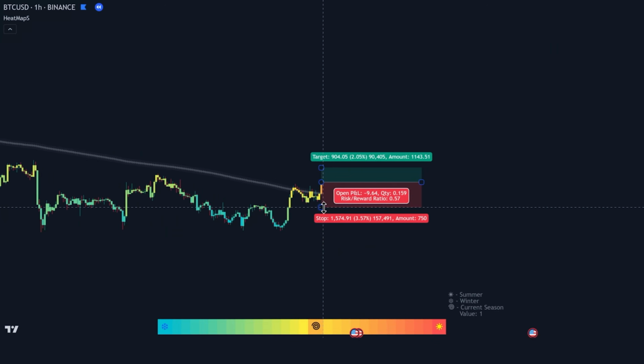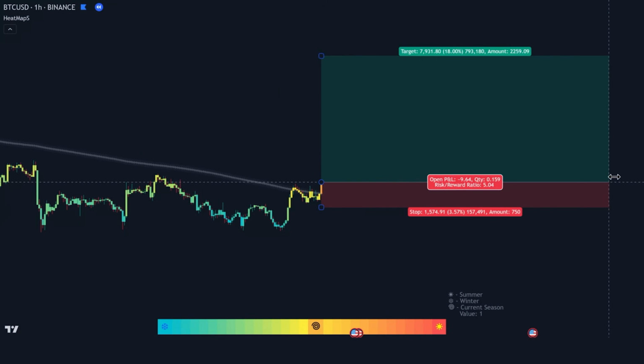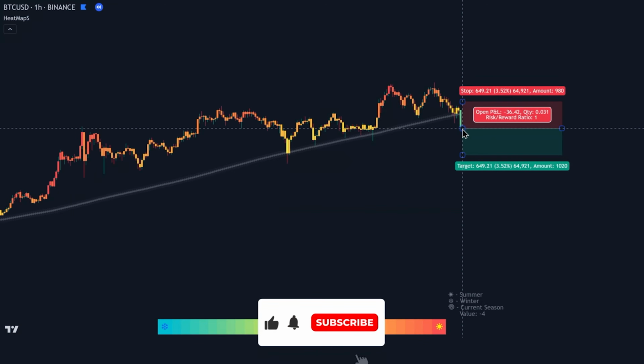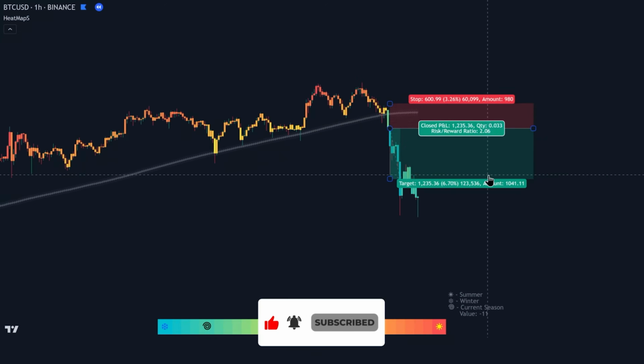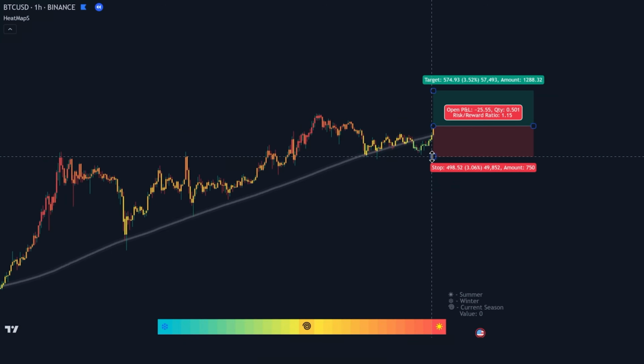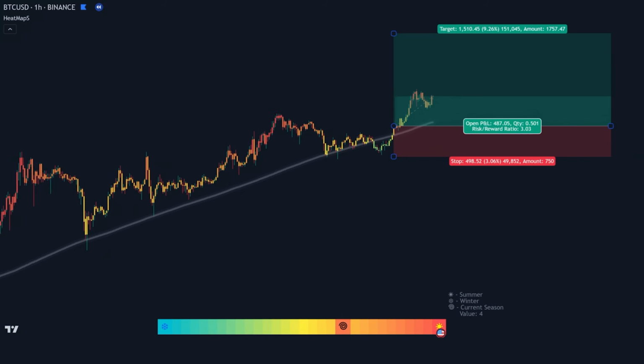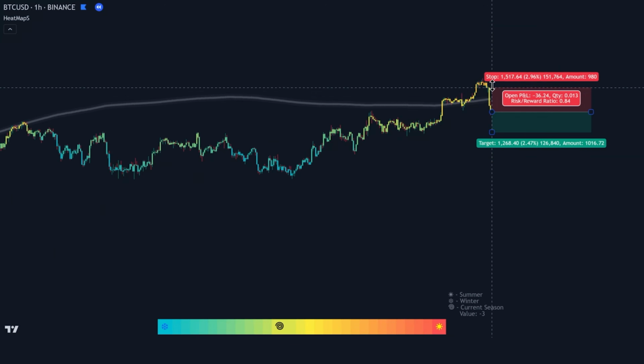That wraps up our overview of the heat map seasons indicator. This tool combines advanced regression analysis with intuitive visuals to identify key trading opportunities. Whether you're spotting trends, reversals, or breakouts, this indicator simplifies your decisions and enhances your strategy.